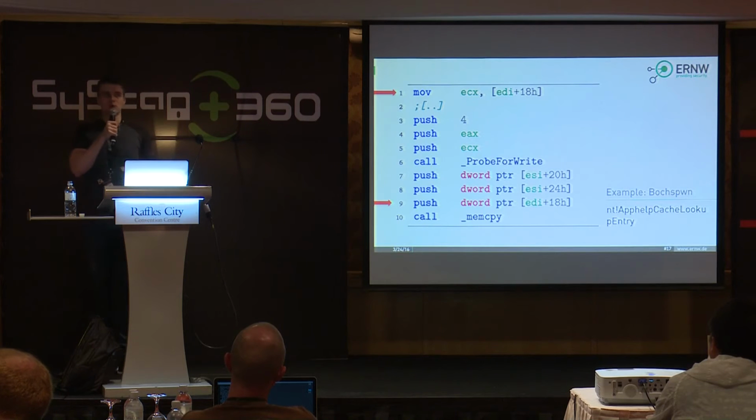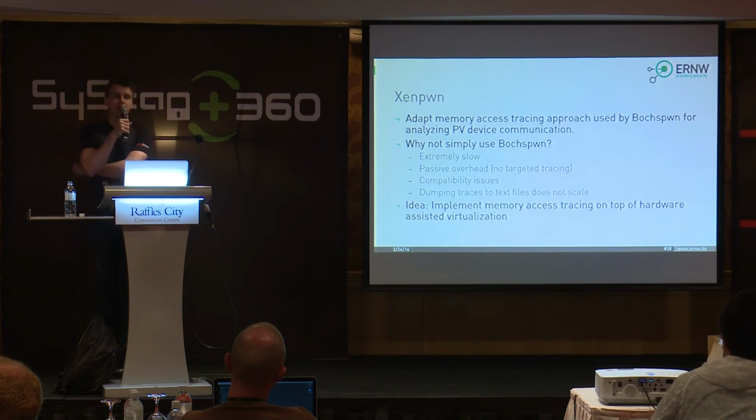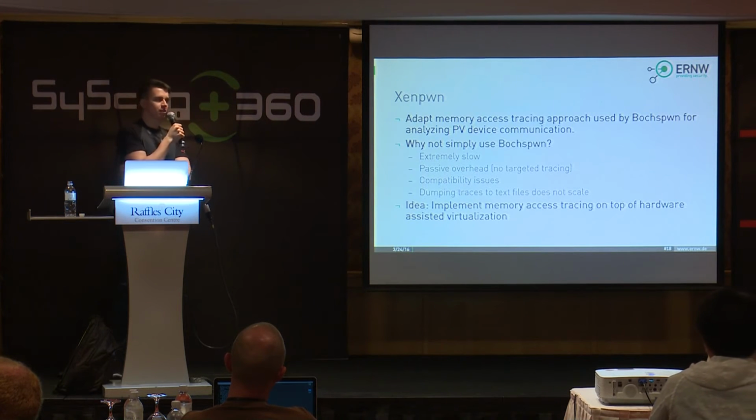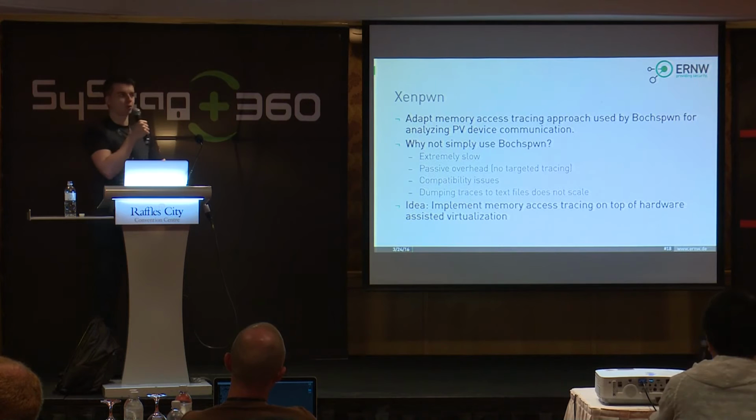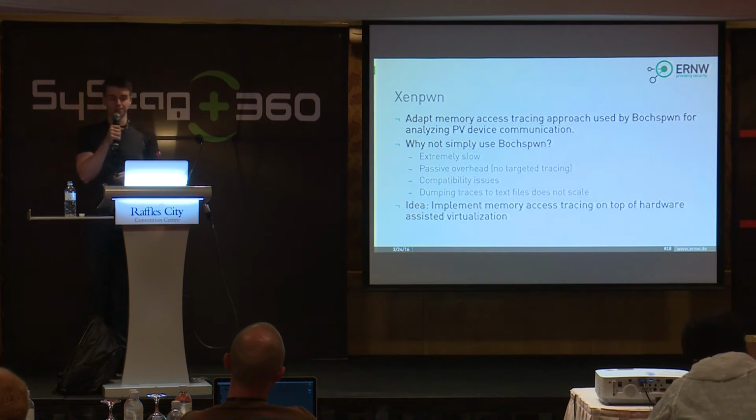So now this was Bochspwn. So what's the idea of Xenpwn? Basically, the idea is we use the same memory access tracing approach Bochspwn uses, but we want to look at paravirtualized device communication. So we are not interested in user space kernel communication. Instead, we want to break out of a virtual machine.